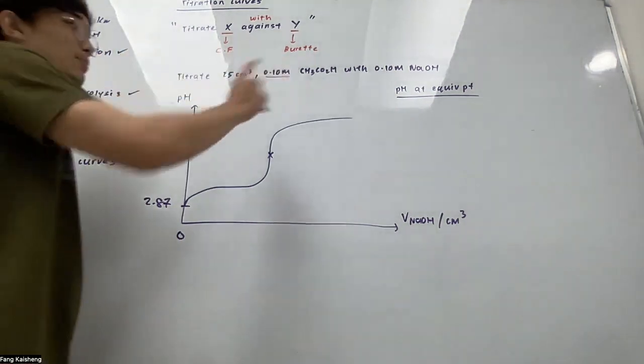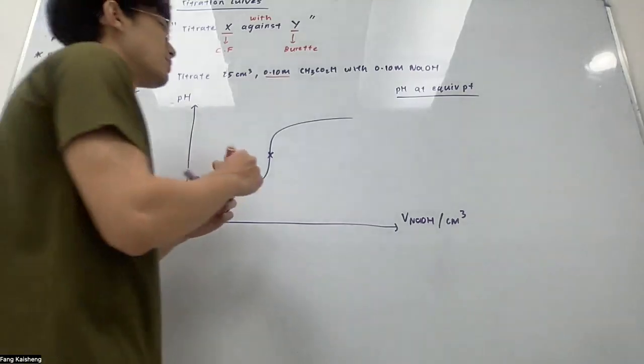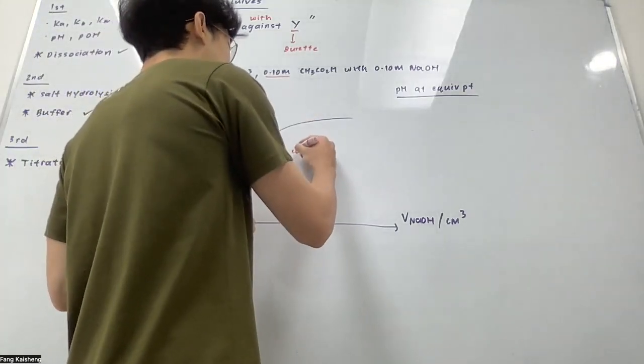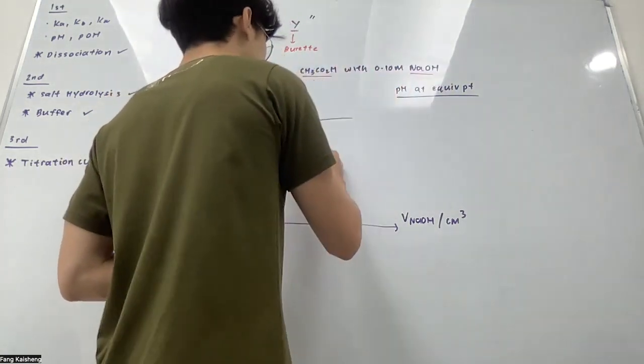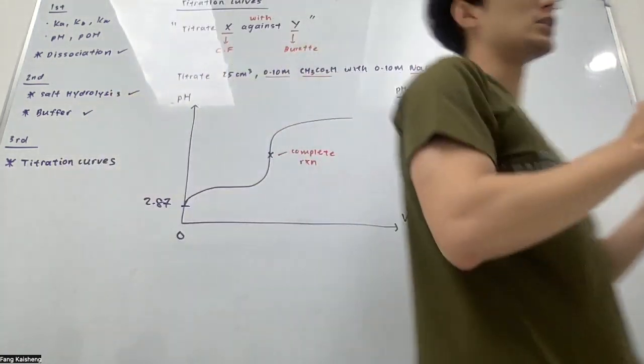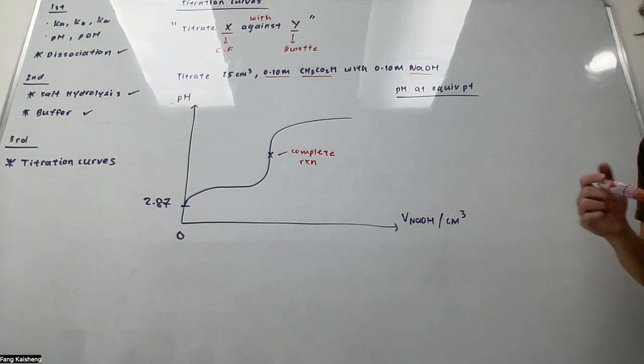I want to deal with the equivalence point pH right now. You must tell me what species is at the equivalence point. Take note, there's a complete reaction between this acid and NaOH. So tell me what is the species present. CH3CO2 minus, yes, okay.